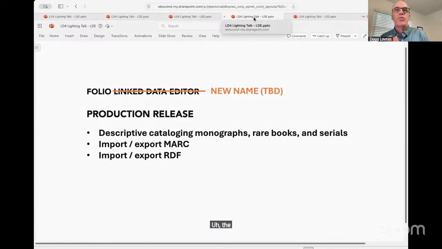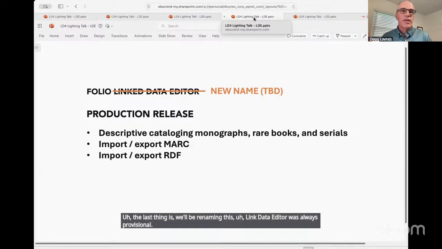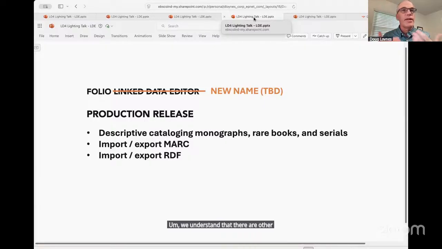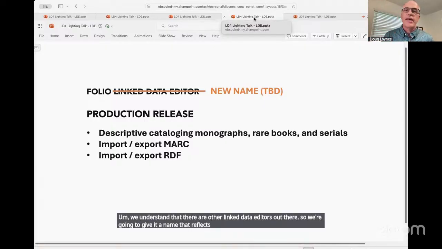The last thing is we'll be renaming this. Linked Data Editor was always provisional. We understand that there are other linked data editors out there, so we're going to give it a name that reflects its design and purpose.